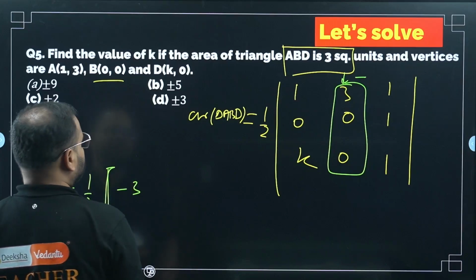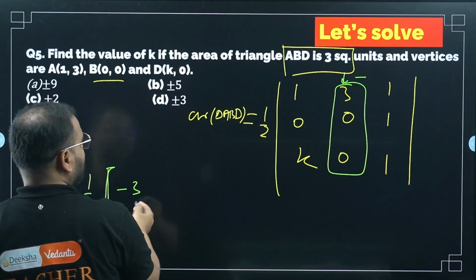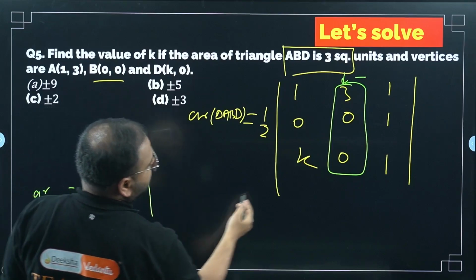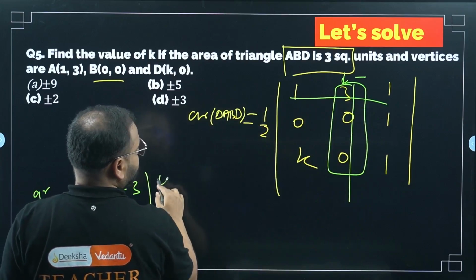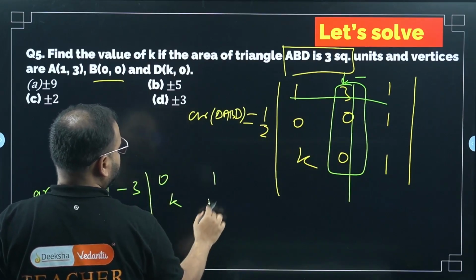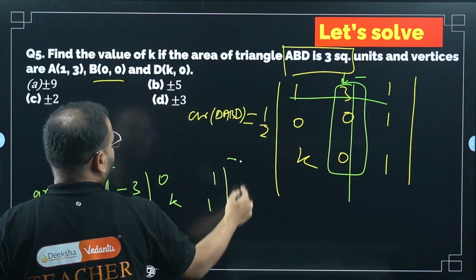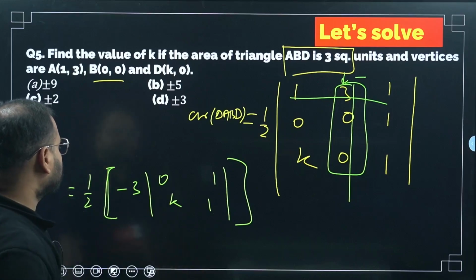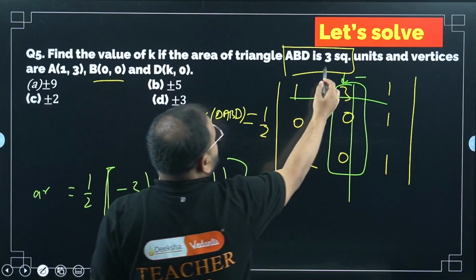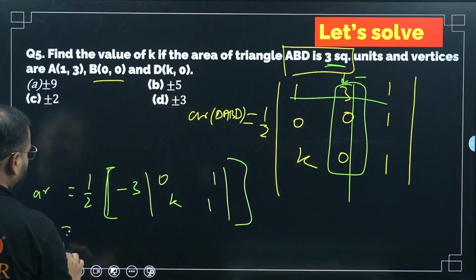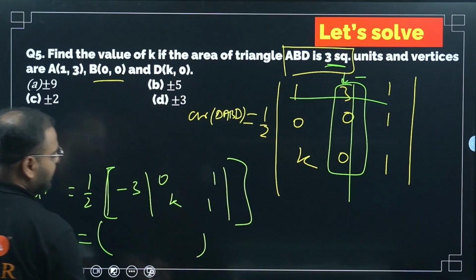This is again the area. Minus 3 times of what? So this will be cancelled, and you'll have just 0, 1, k, 1. Solve this and check the answer. So this is given as 3. So put here 3. Solve this condition and get the answer.